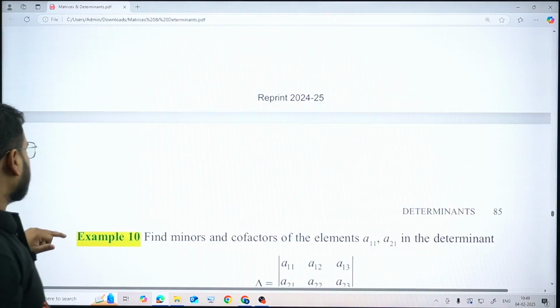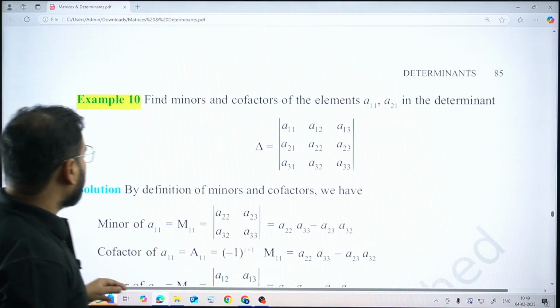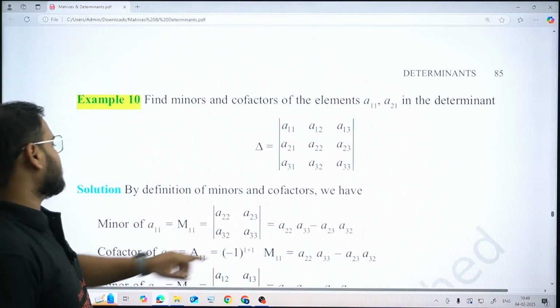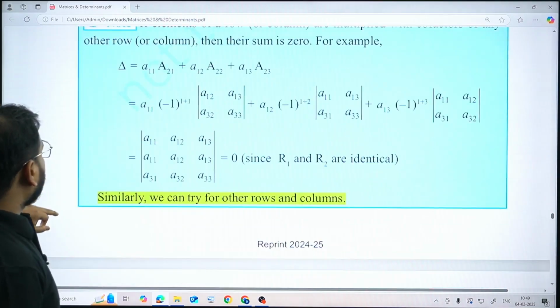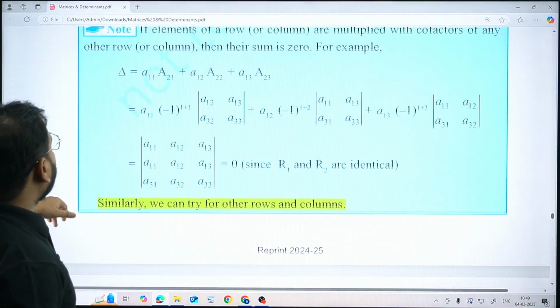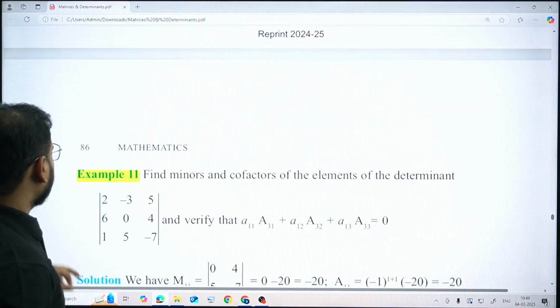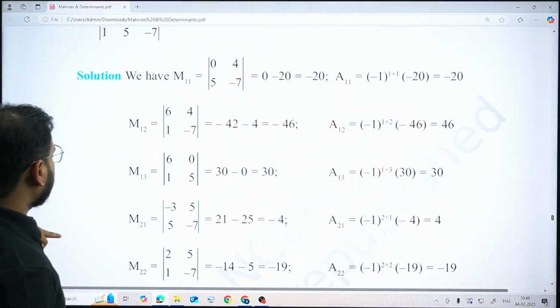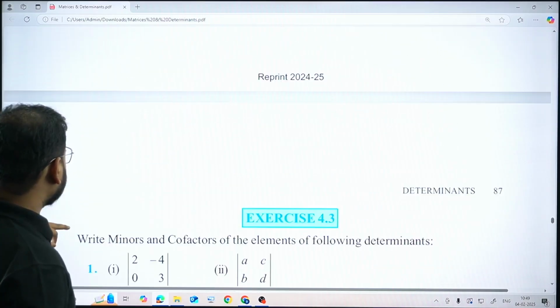Please go through these things. Example number 10, writing the cofactors of all the elements like this. What are you going to do? Finding the matrix like this. Okay, so please solve this. Example number 10. Similarly, go through this note also. Example number 11 we have to solve it, bacha.